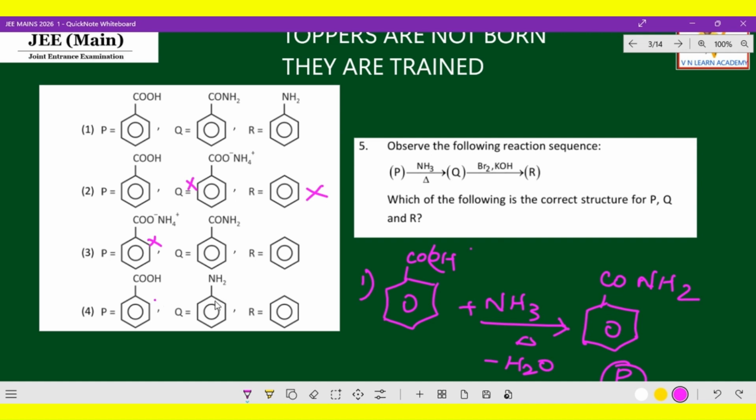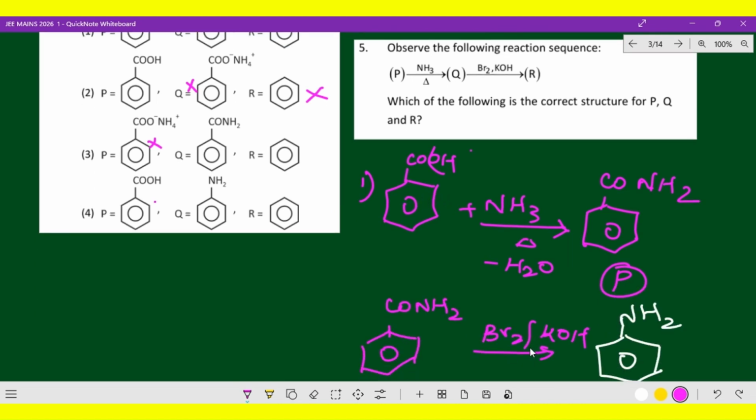Aniline, first only, it will not go for degradation. First one, what is it? Carboxylic acid. The second one, it is degradation. And the third one, benzene. How come it is possible?